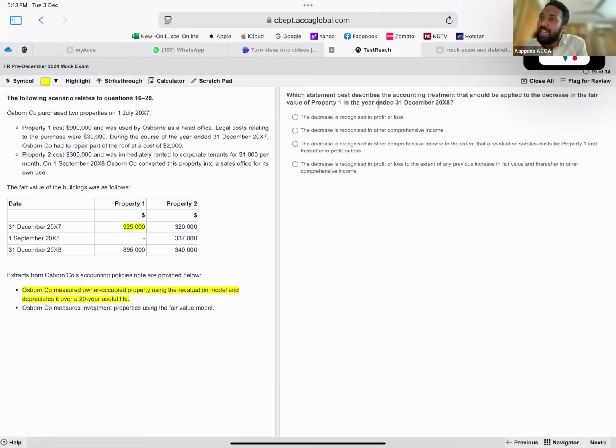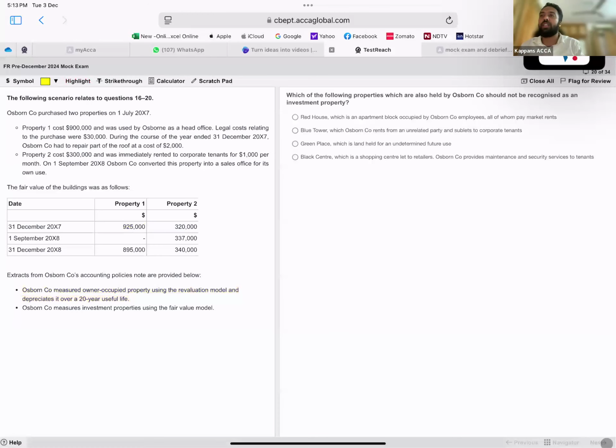Now they're saying that in next year and at 31st December X8, what if there is a decrease in fair value? That means a downward revaluation. So the asset on 31st December X7 in previous year was revalued upwards earlier, is now getting revalued downwards. We have learned that in this case where there is opposite happening, first we have to cancel the revaluation surplus in OCI and balance will be shown in profit and loss account. So option C is the correct one. The decrease is recognized in other comprehensive income, that is revaluation surplus, then in P&L, option C.